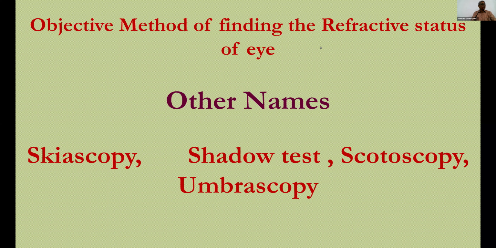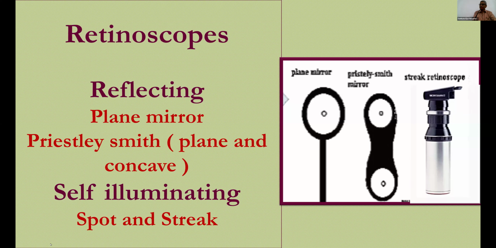Now we have so many retinoscopes, I told you. It's a plane mirror and streak retinoscope. The center, you can see here, red light. The center, this fellow. One side plane, one side concave. One side plane, one side concave. The name is called Priestley-Smith retinoscope. The same retinoscope, you can use as a concave mirror as well as a plane mirror.